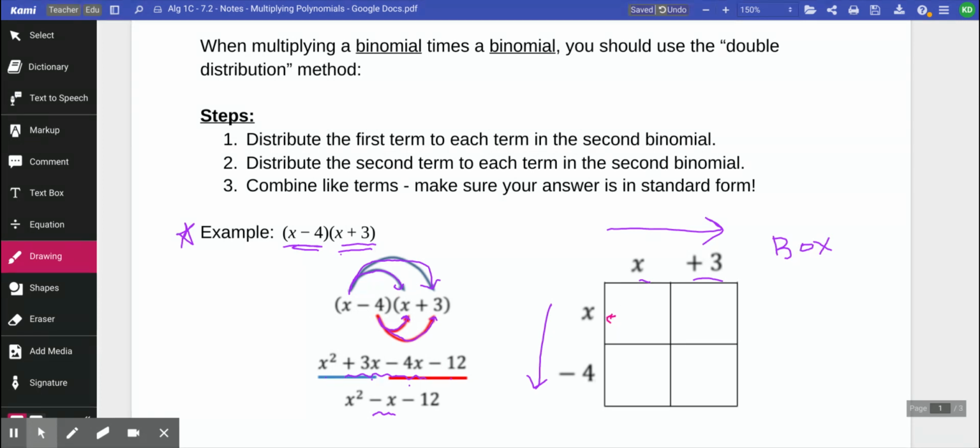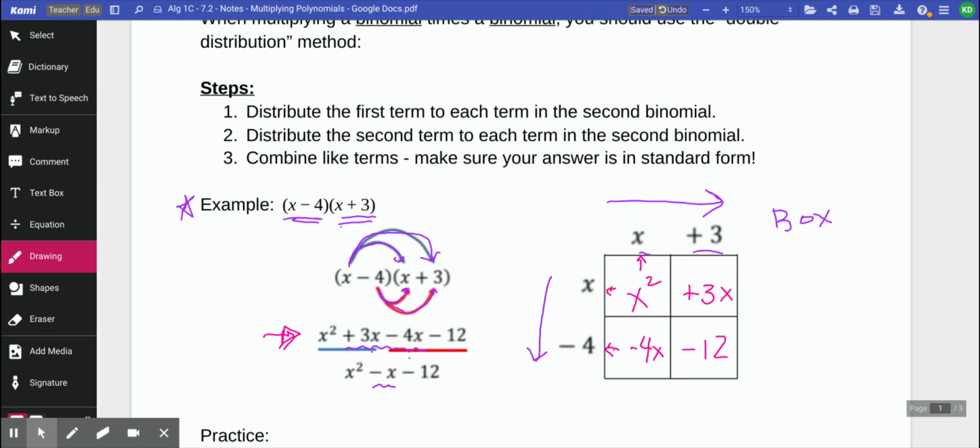So for this one, x times x is x squared. For the box to the right, we're going to do x times 3, which is 3x. And if I move to the bottom left, we've got negative 4 times x is negative 4x. And then finally, our last box is negative 4 times positive 3, looking on the edges. And we get that. So we should still get the same four terms that we got in this step right here, right? And we still need to write our polynomial in standard form and combine like terms.